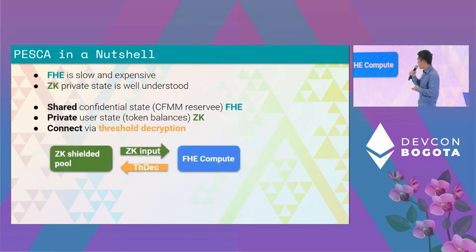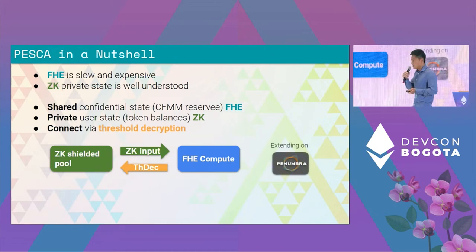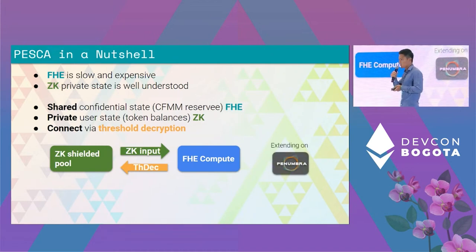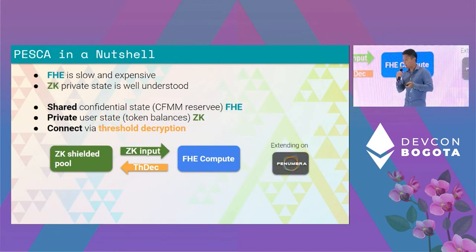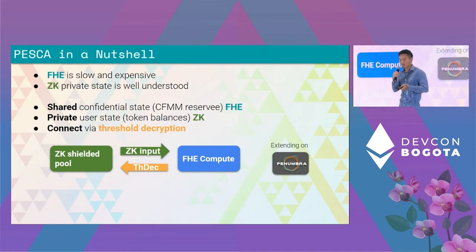On the left-hand side, we'll have some type of ZK shielded pool, which is really standard. We're also going to use zero knowledge to encode inputs into this FHE computation module on chain. And then we're going to decrypt and put the results back into the shielded pool. This is actually inspired by the Penumbra state model. I encourage you to look it up. It's one of the cooler projects being implemented right now, a private DEX.